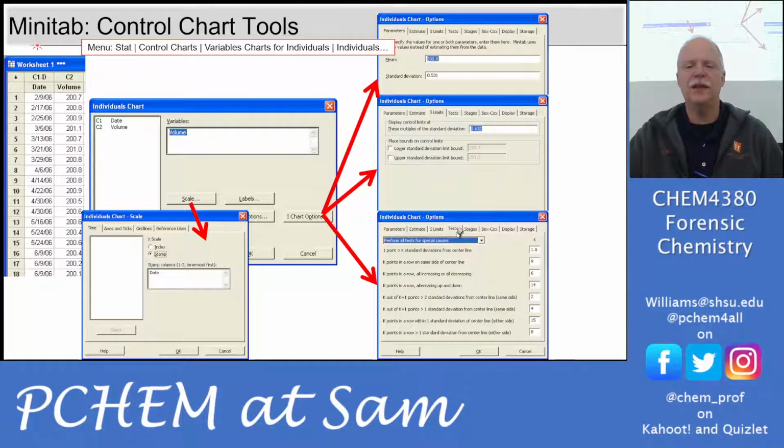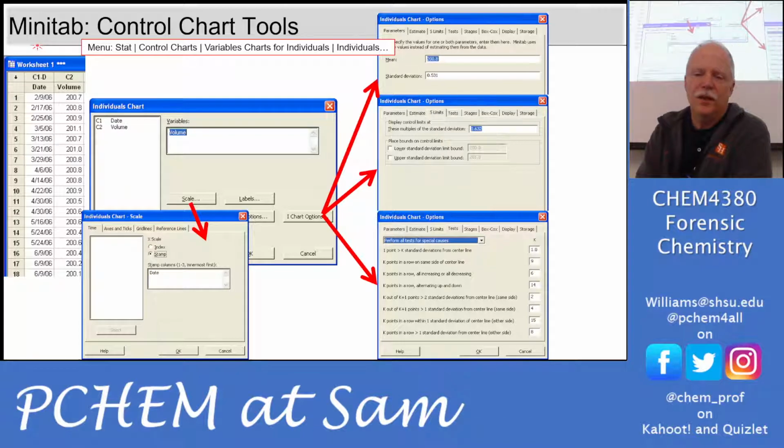And then you have these tests. These are the tests for the data being in control. Let's walk through some of these. Like this one, this is telling you when to take action. If you have 1 point greater than k standard deviations, and this column over here is k. For this test, k is 1. So this is saying 1 point greater than 1 standard deviation from the center line.